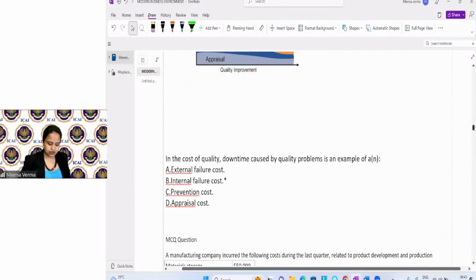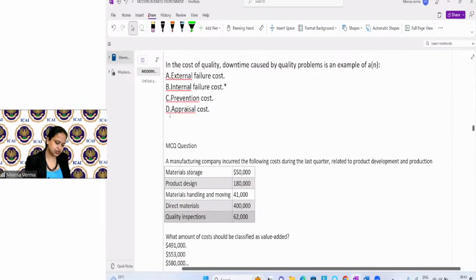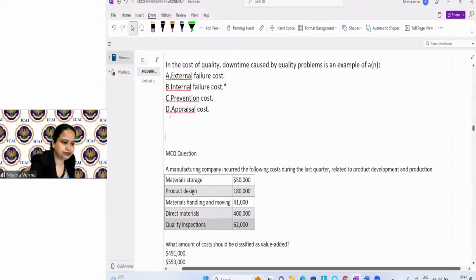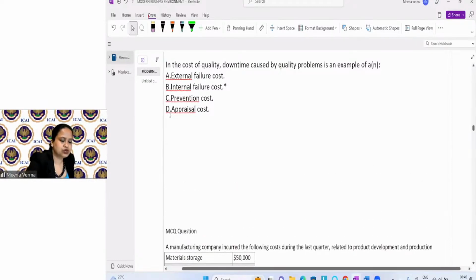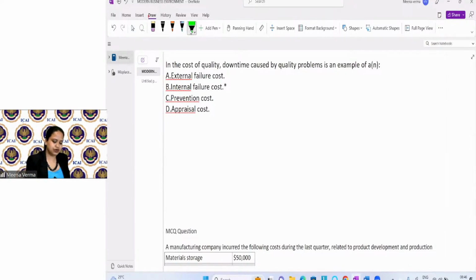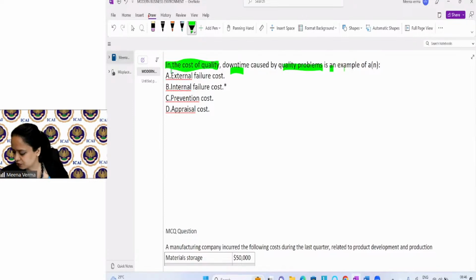I hope it is all clear. Let's take some MCQ questions now. So we have taken a question. What is the question? In the cost of quality, we have just learned about the cost of quality. The downtime caused by a quality problem is an example of what? Write your answer. Give me your answer. What is the answer for this question?